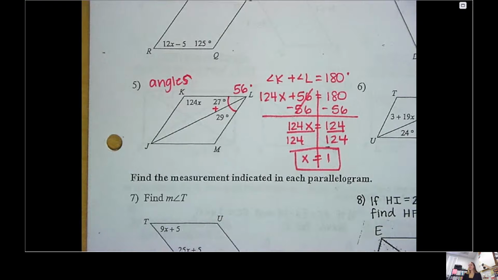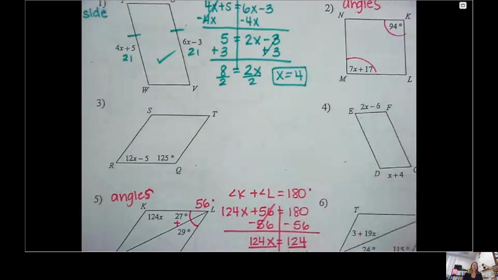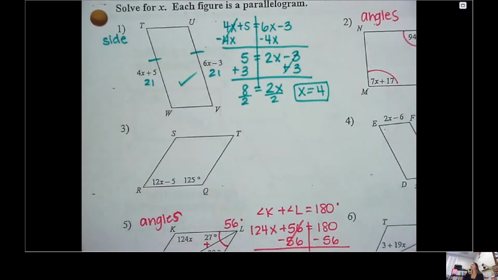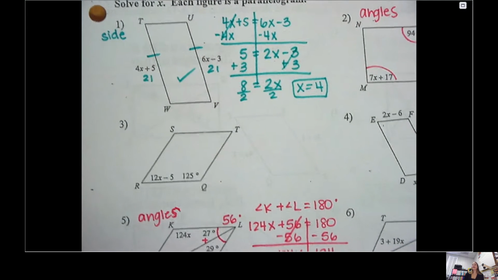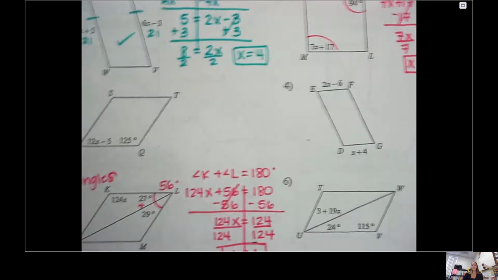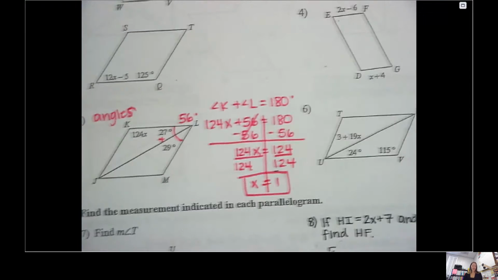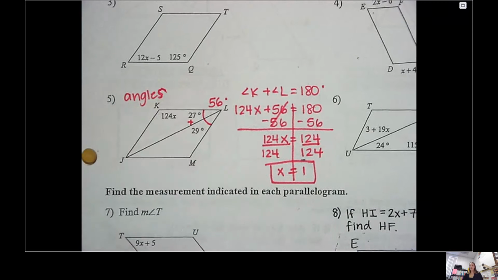Choice 1, if they are side lengths, you're going to set them equal because they're congruent. If they are angles, if they're the same, you set them equal. If they are different, you add them up to be 180. So you literally only have those two choices. Set them equal or add them together equal to 180. That's it. If one doesn't work, I guess try the other one, but it should be pretty self-explanatory.